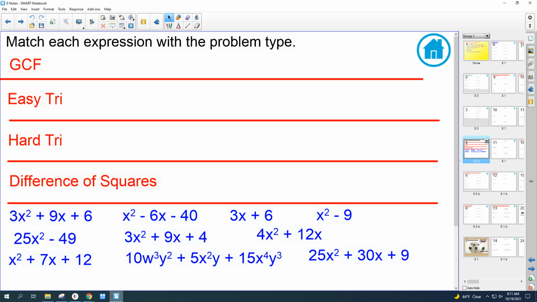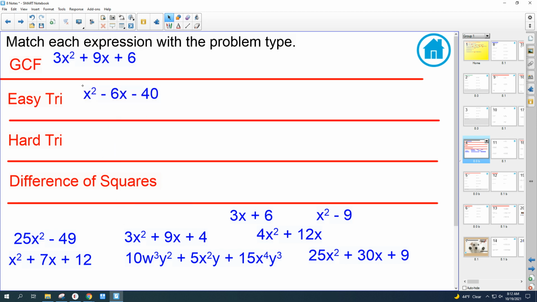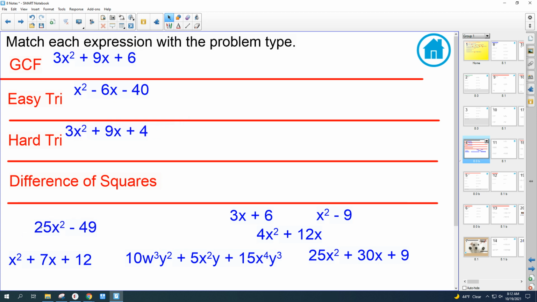You have to be able to tell me what type of problem it is, or tell yourself what type of problem it is. If you're looking at this, this looks like a hard trinomial, but you always want to look for a GCF first. All three of those numbers are divisible by 3. This one's an easy trinomial. Get used to that pattern. This one looks like the same thing, GCF, but all three of those numbers are not divisible by 3. That one must be a hard trinomial, and that's what we're going to talk about today a little bit.